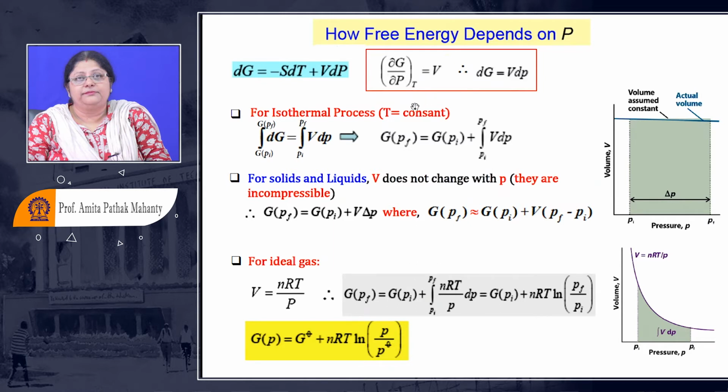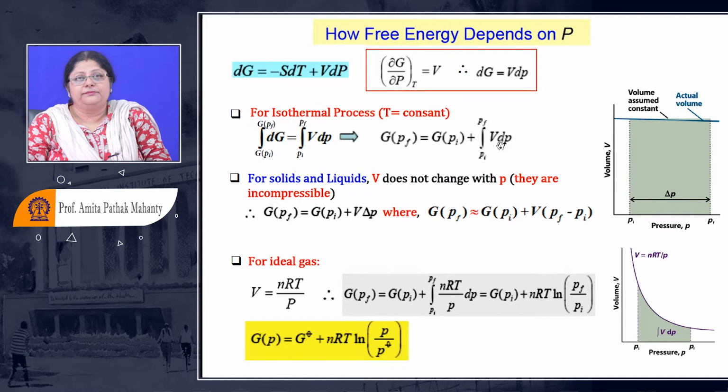And if I carry out a process at constant temperature, that means an isothermal process, I can integrate this from the initial pressure to the final pressure, right? And what will that be? Since G is a state function, it will be G final minus G initial, right? So G final minus G initial will be equal to the integral from P initial to P final of V dP.